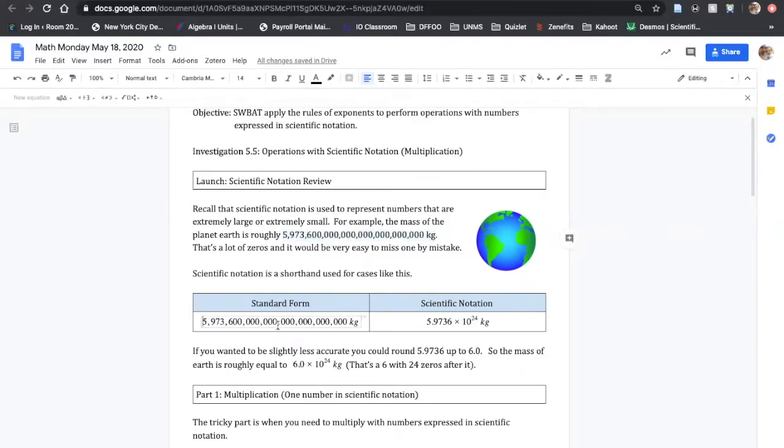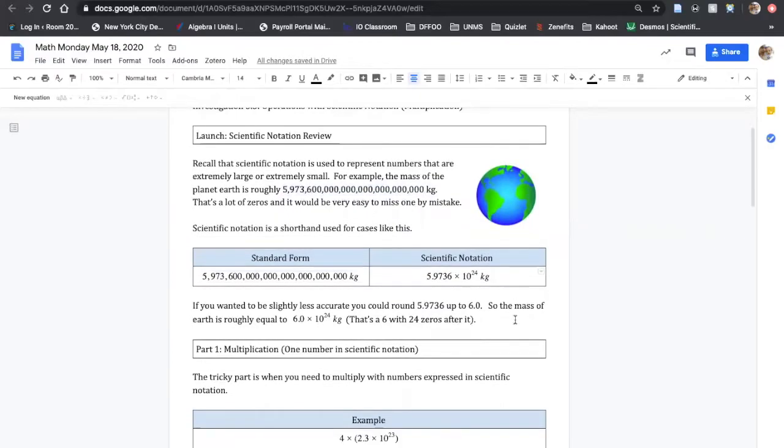So this very long number with all those zeros turns into this much smaller number, which is easier to remember, easier to write. So if you wanted to just round it a little bit to make it easier, instead of saying 5.9736, you could say that number is close to 6, and then replacing 5.9736 with 6 gives us 6 times 10 to the 24th. This times 10 to the 24th really just means we're taking the number 6 and adding 24 zeros onto the end of it. So that's what the scientific notation looks like.